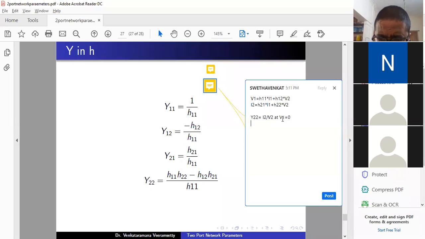Now, replace V1 equal to 0 in the first equation. Then the first equation becomes 0 equal to H11 into I1 plus H12 into V2, right? Just in place of the V1, we keep the 0.